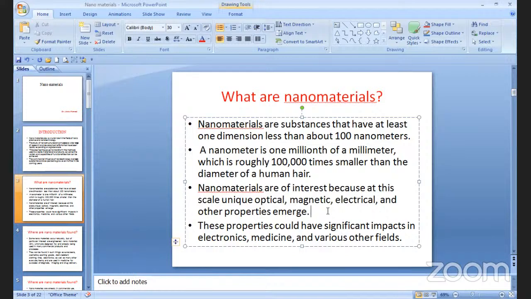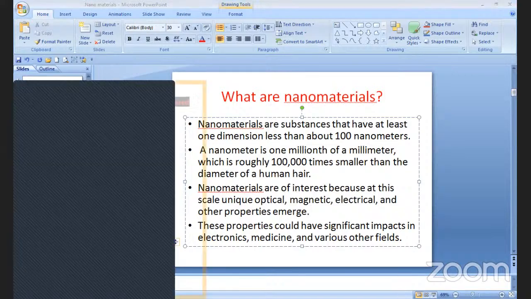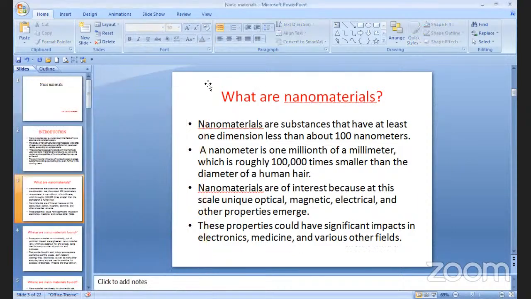Okay, so these emerging properties have the potential for great impacts in different significant fields, like electronics, medicine, and other fields. Okay, so the properties which we have seen, like the optical, magnetic, electrical or other properties, whichever we have.